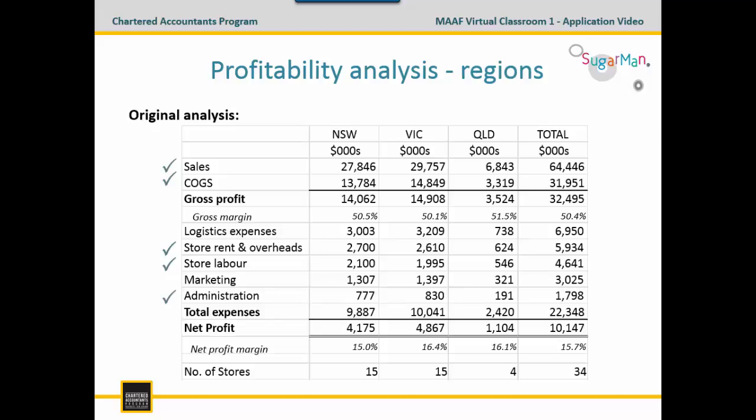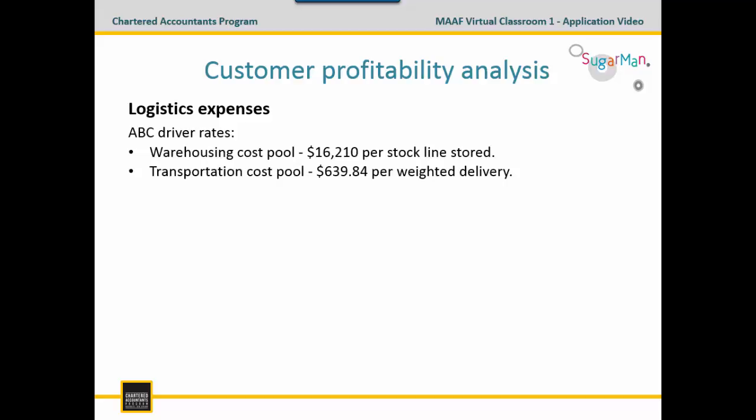Therefore, we should concentrate on how the customer segments, being the stores in each state, consume the logistics and marketing costs. Let's start with logistics. In the first application video, we calculated the cost driver rates for the two logistics cost pools. Now for the customer profitability analysis, we are assigning the cost pool costs to the sales regions.